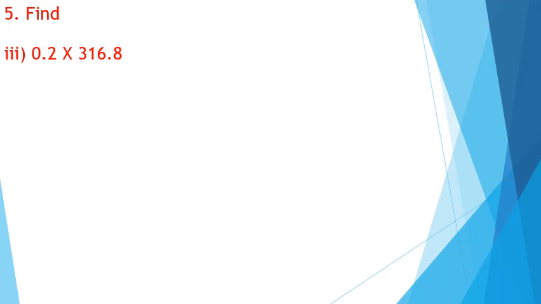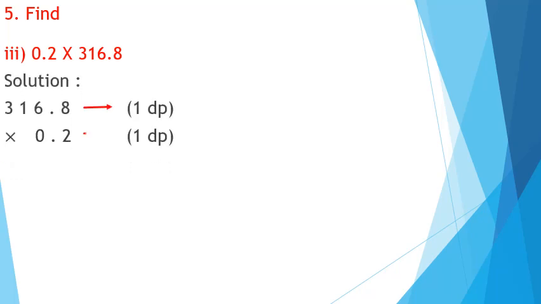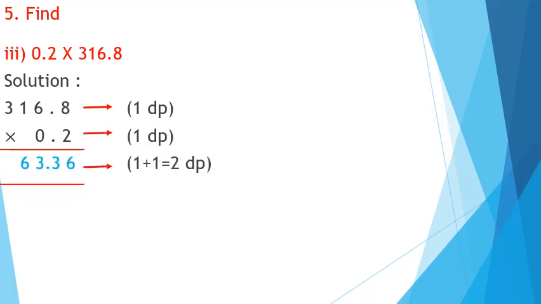And in the question there are two decimal places. So in the product, from the right side remove 2 digits and put the decimal point. You can do it that way. The decimal point you should write after multiplication only. So 316.8 multiplied by 0.2 gives 63.36.